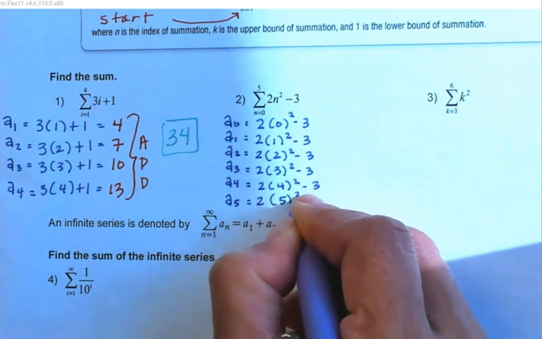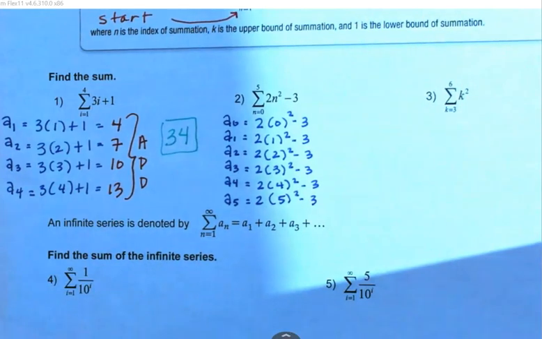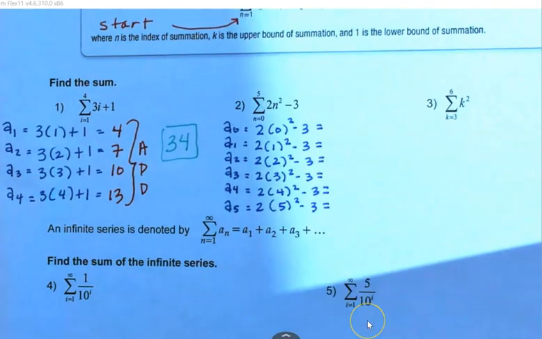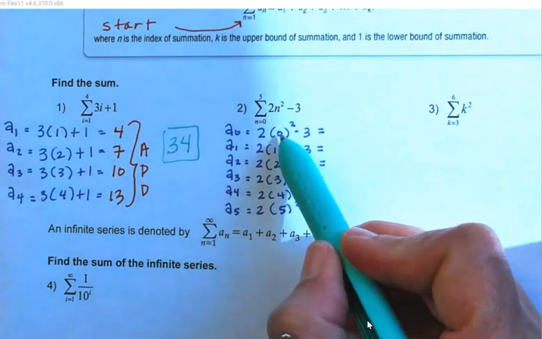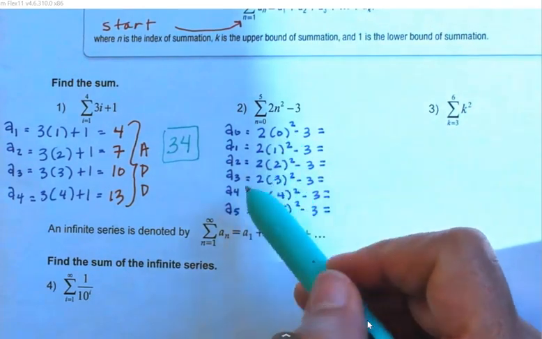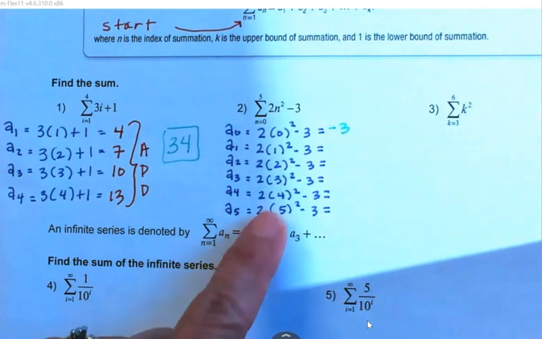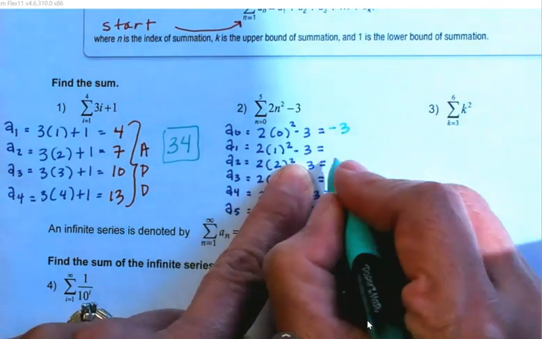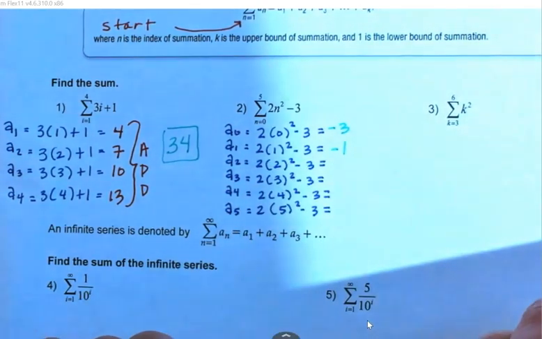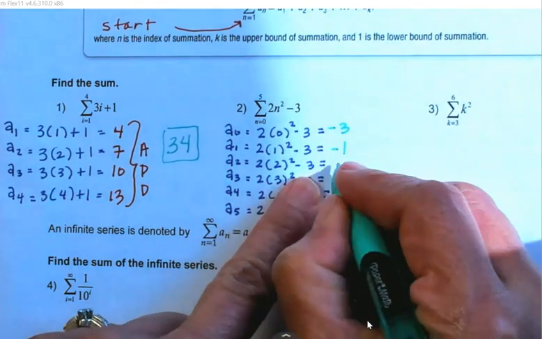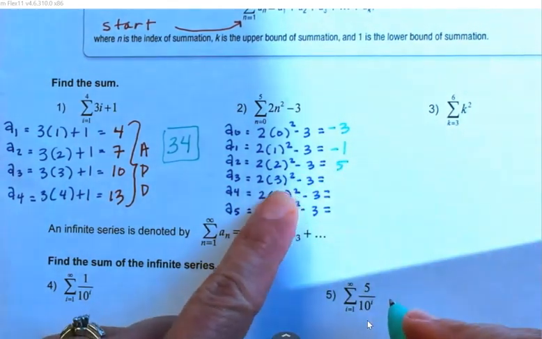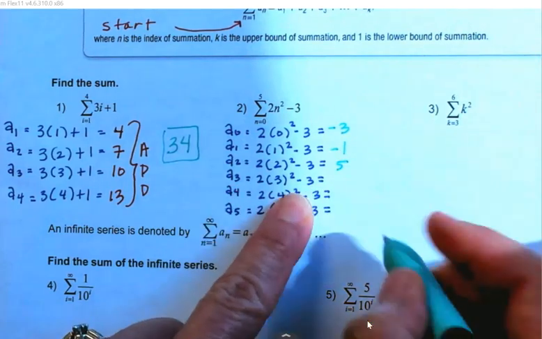Don't forget your order of operations. You're going to square this stuff first, then times 2, then minus 3. All right, here we go. So 0 squared, of course, is 0. 0 times 2 is 0. So my first number is negative 3. My next number is going to be 2 minus 3, so that's negative also. This is going to be 8 minus 3. It's going to be 9 times 2. It's going to be 18 minus 3.